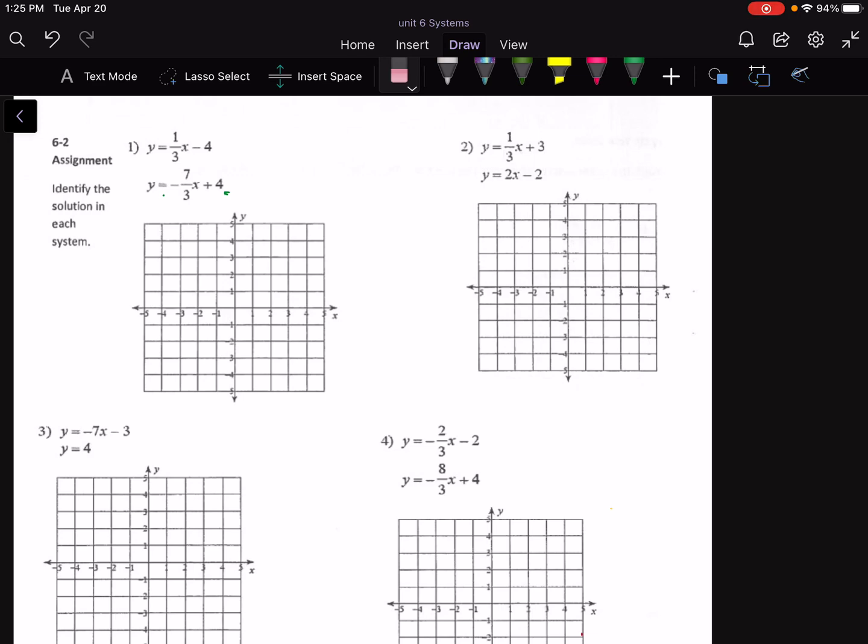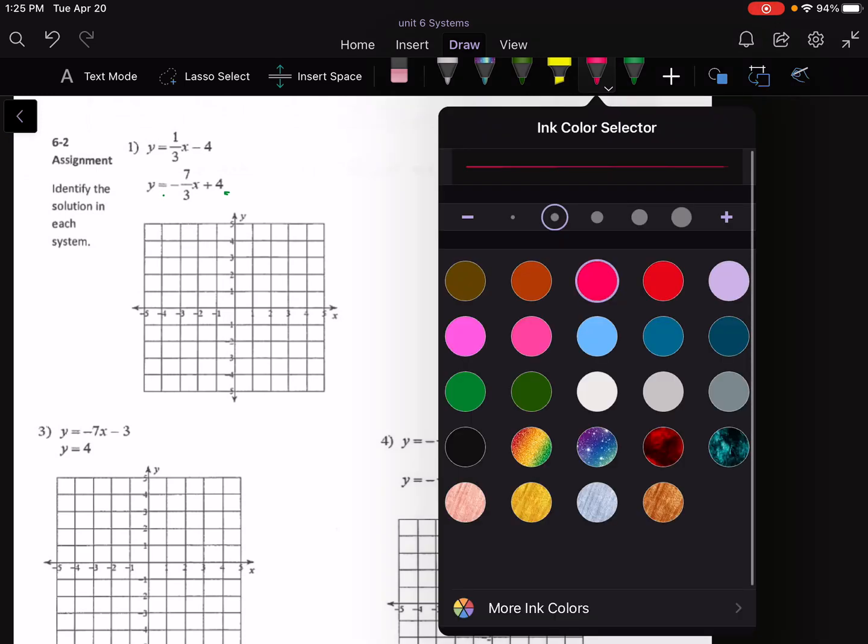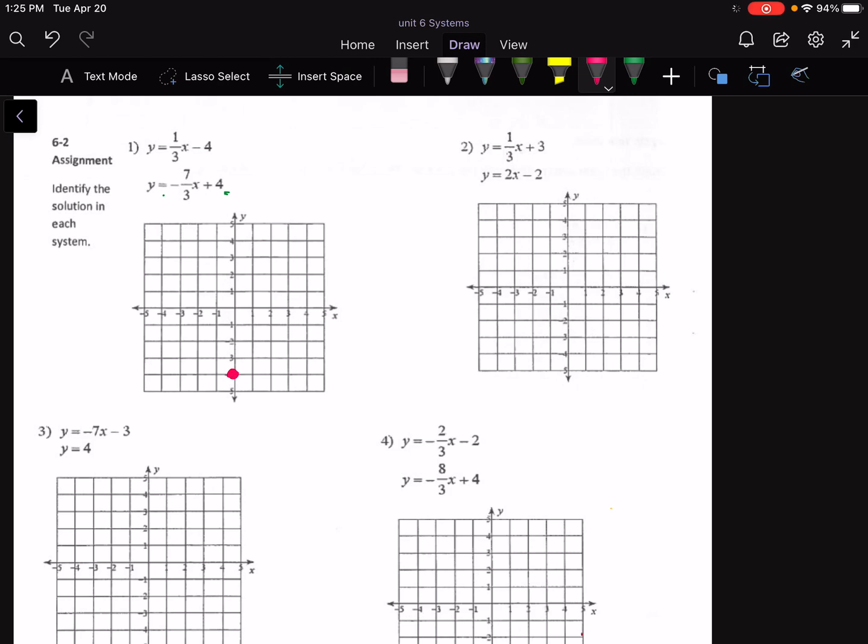Remember, when we are graphing, we always start with the y-intercept. So the y-intercept is where you want to start your first point. So my first point is -4, and that means the first point I'm plotting is down here at -4. We always look at the slope to tell us how to move. So if my slope is 1/3, that means I'm going to go up 1 to the right 3. So I'm going to go up 1 and to the right 1, 2, 3, and I'm going to plot my second point.